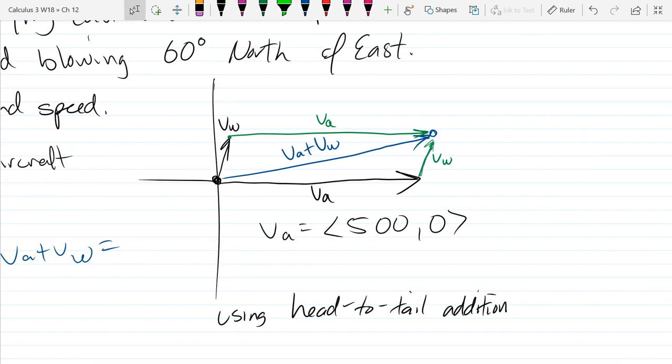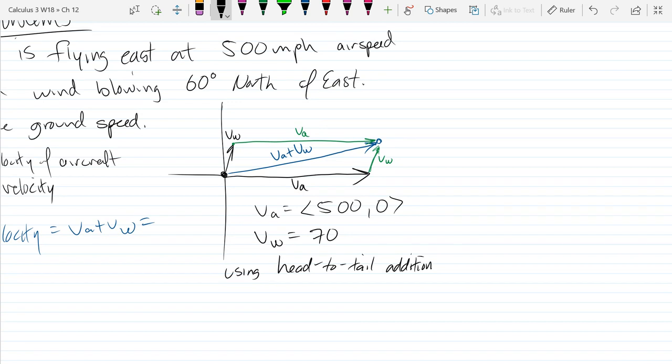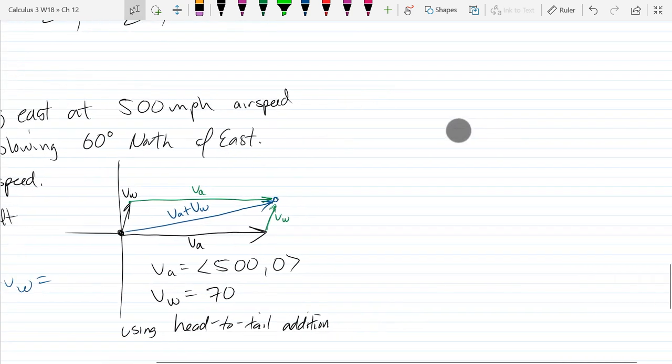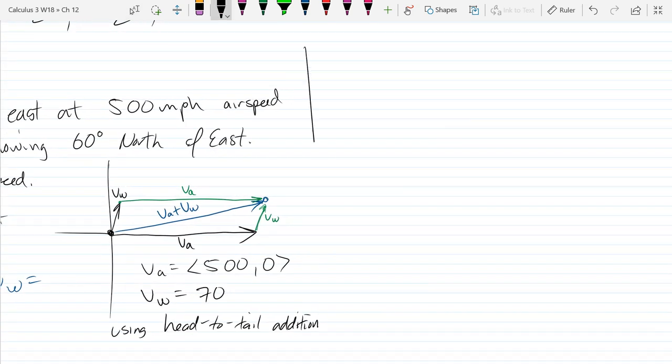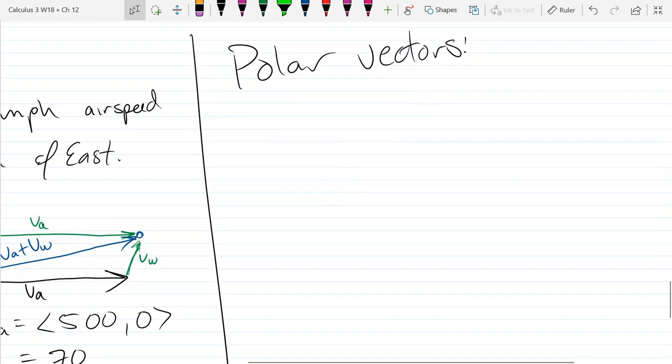Ooh, VW. It's going to have a little right and a little up. So VW, we need to use polar coordinates. So I know that the magnitude or the length is 70. So that's part of it. And now I want a unit vector in the direction of 60 degrees. So let's digress into polar coordinates for a minute. Let's take a trip back through precalculus 2.